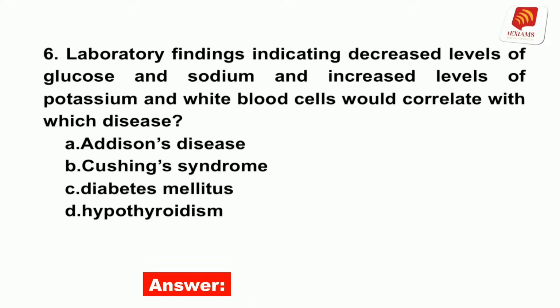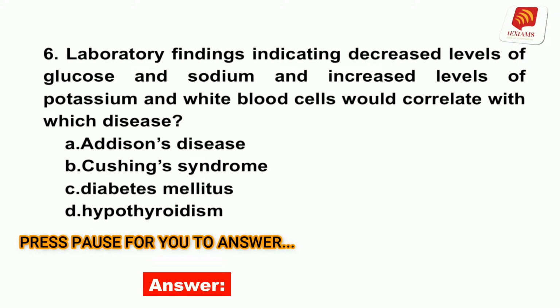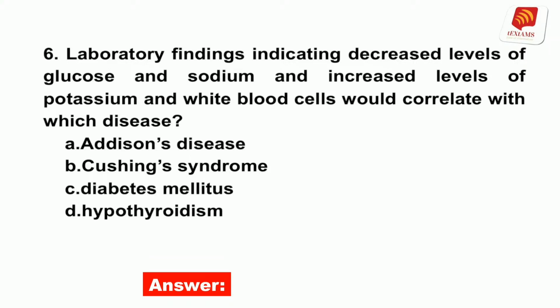Number 6. Laboratory findings indicating decreased levels of glucose and sodium and increased levels of potassium and white blood cells would correlate with which disease? A. Addison's disease. B. Cushing syndrome. C. Diabetes mellitus. D. Hypothyroidism. The answer is A. Low levels of glucose and sodium, along with high levels of potassium and white blood cells, are diagnostic of Addison's disease.